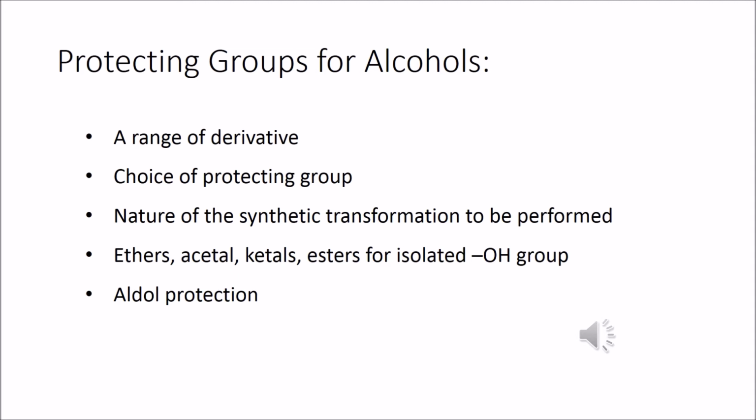1,2 and 1,3 diols can be protected as cyclic acetals like acetonides, cleaved by acidic hydrolysis, and as cyclic carbonates, cleaved by basic hydrolysis. Some important protecting groups for alcohol we are going to discuss in the next slide.